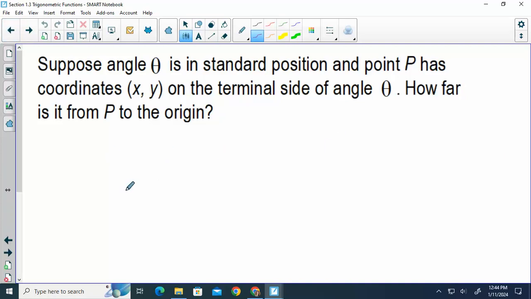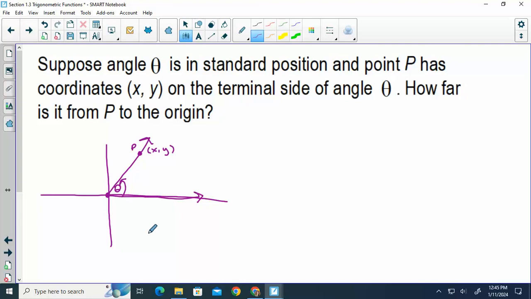So let's suppose we have an angle in standard position. Remember we talked about standard position: the vertex is at the origin, the initial side is the positive x-axis, and the terminal side is anywhere else. So here could be an angle in standard position, and it has a point with coordinates (x, y) on the terminal side. So here's my point, ordered pair (x, y). How far is it from that point to the origin?